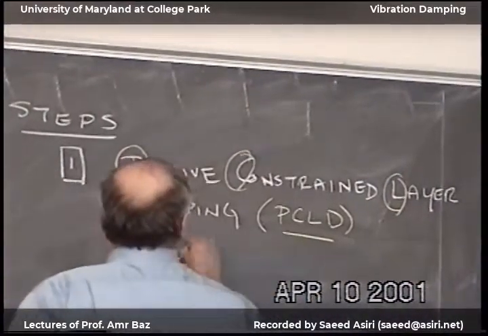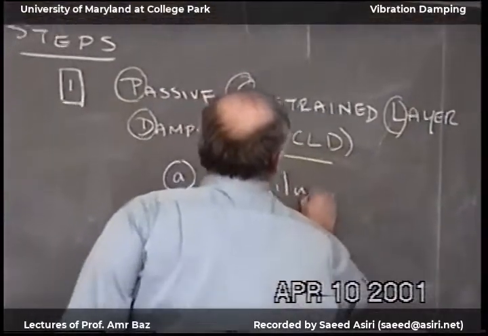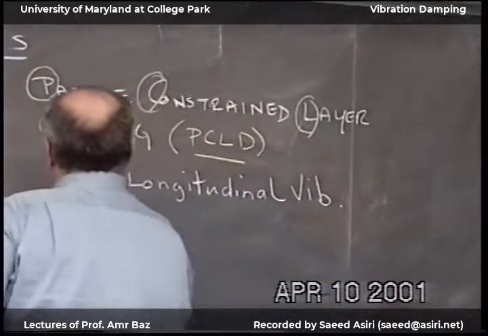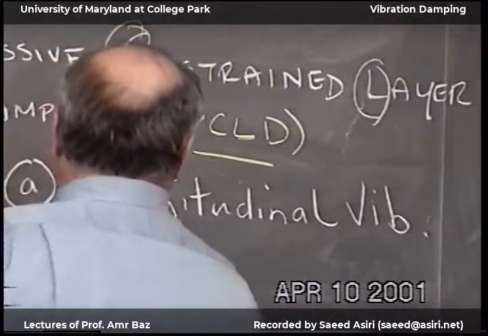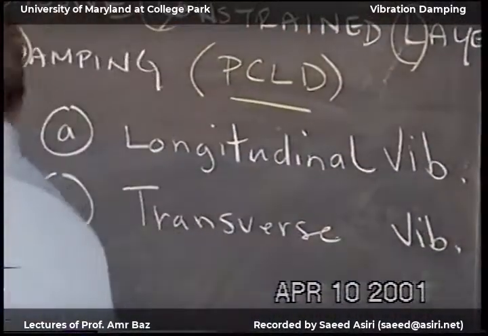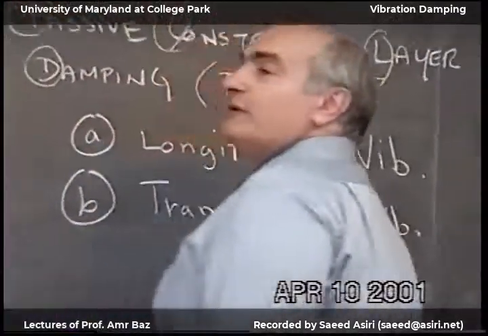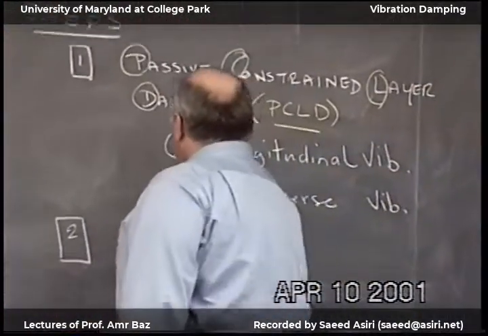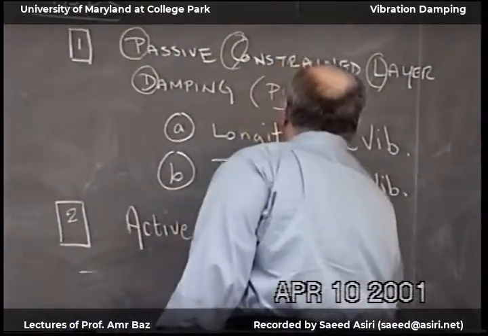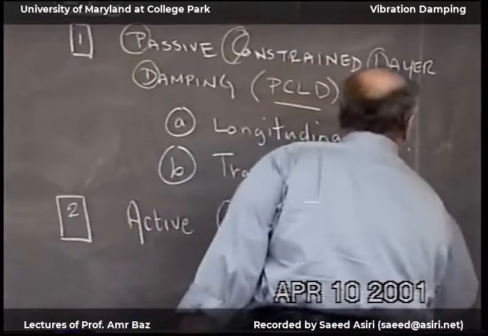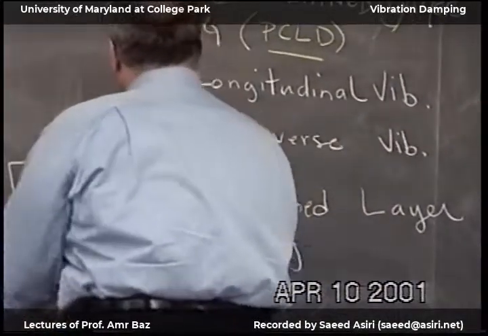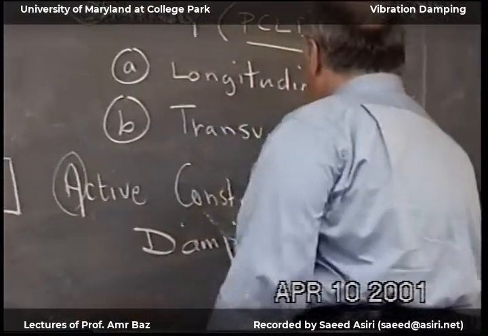And A, longitudinal vibration. Number B, transverse vibration. And then the second item is we'll repeat all this for the active case. Active constrained layer damping, and the name will begin with A, so it will be ACLD.